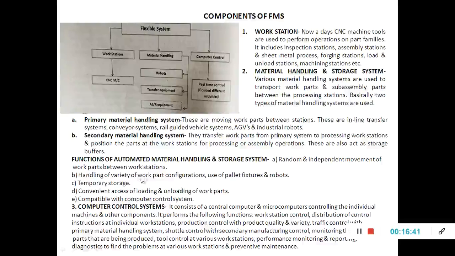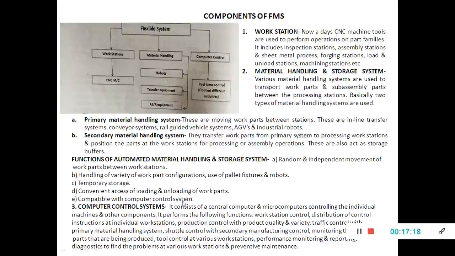Second one, handling of variety of part configurations, use of pallets and fixtures and robots. Different variety of part configurations are going to be handled with the help of this system. So this system also acts as a buffer, in the sense it is a temporary storage. Convenient access of loading and unloading of the work part. With the help of automated handling and storage system, the loading and unloading is very easy because the parts are in a queue and the loading and unloading is very convenient.